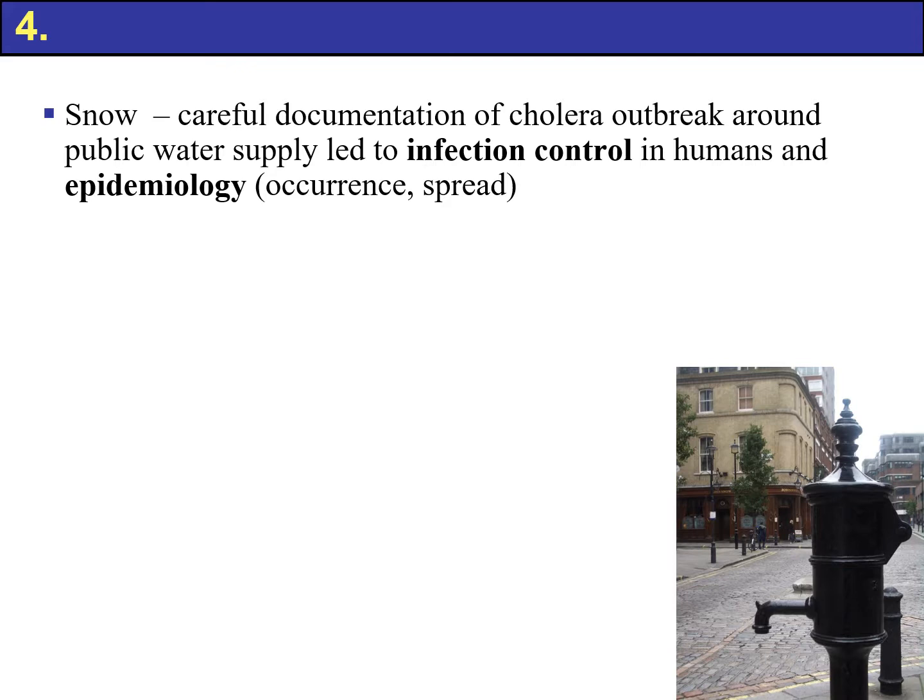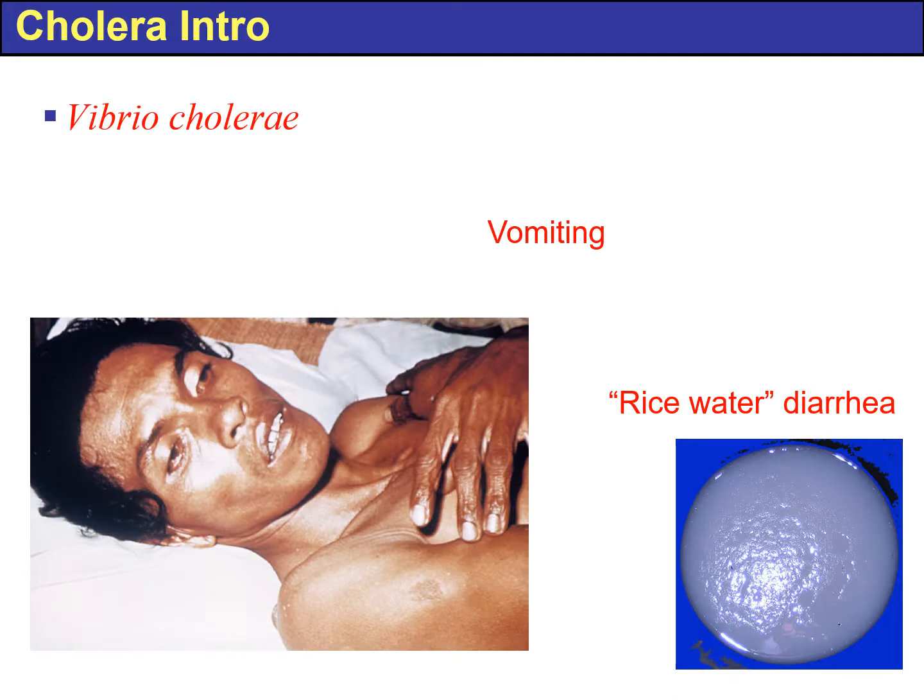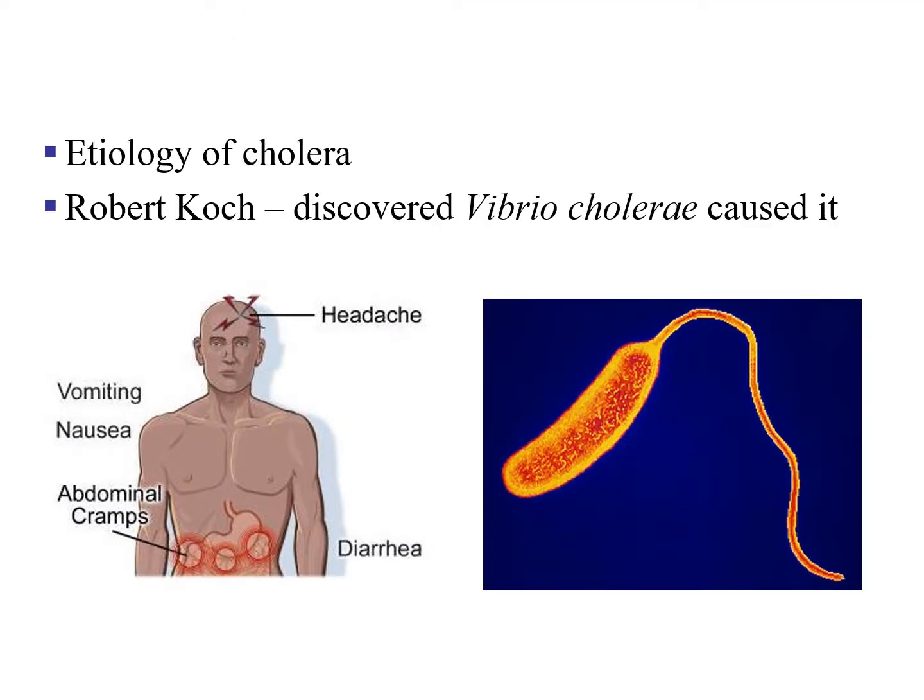Another person was Snow. Snow carefully documented an outbreak of cholera at a public water supply. This led to infection control in humans and the epidemiology to spread. So Snow was able to look at the spread of this disease that originated at this one watering hole. The disease, cholera, we eventually learned that it was caused by this bacteria called Vibrio cholerae. And Vibrio cholerae causes vomiting and rice water diarrhea. The etiology of cholera is that bacteria, and Robert Koch discovered it. He discovered the etiology of it.